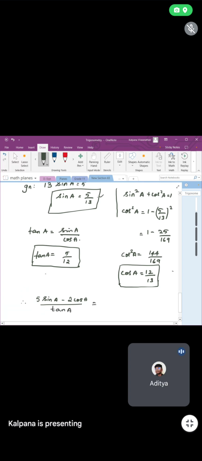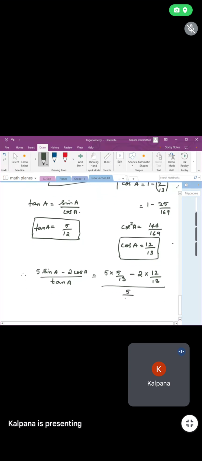Ma'am, tan A is equal to 1, ma'am. Tan A is 5 by 12, no? Just now we found sin A as 5 by 13, cos A is 12 by 13 and tan A is 5 by 12. Substitute, children. So 5 into sin A is 5 by 13, minus 2 into cos A is 12 upon 13, divided by tan A which is 5 by 12.